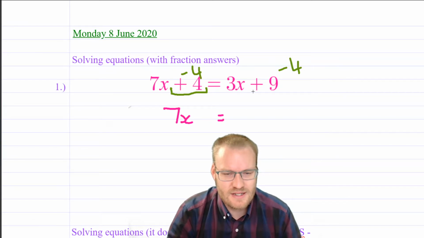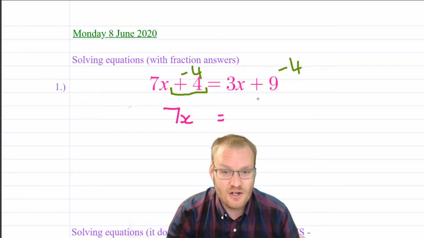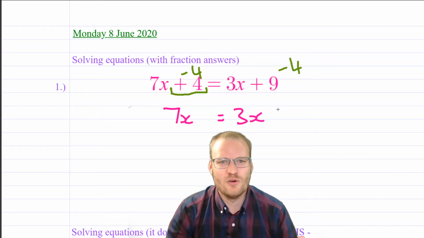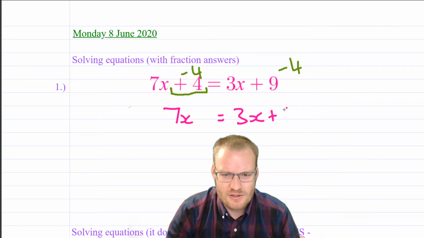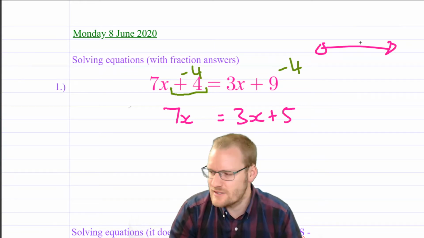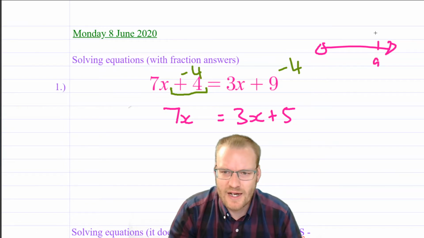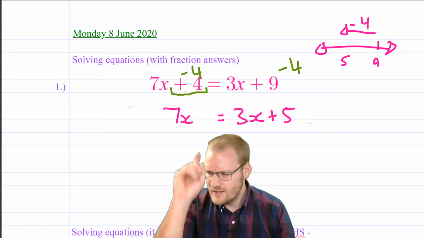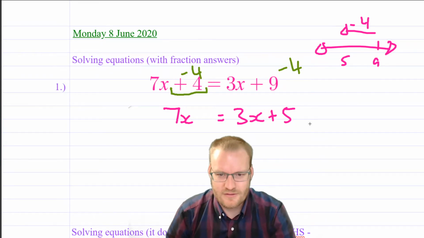On the right-hand side, 3x. These we can't add or subtract, the 3x and the 9s. Those have got x's, those don't. And then we look at the rest and say, what's plus 9 minus 4? Well, I get plus 5. 9 minus 4. Got our number lines at the ready: 9, if we're subtracting 4, we're going left. So we're left at 5. Great stuff. So we've got 7x equals 3x plus 5.